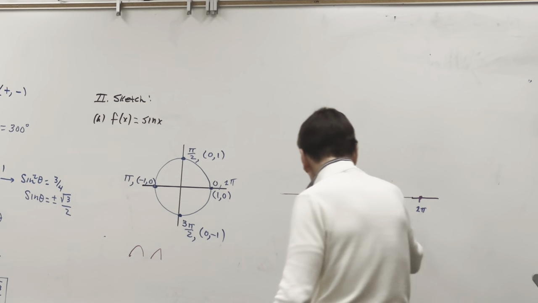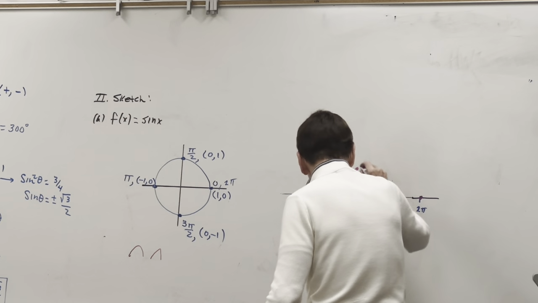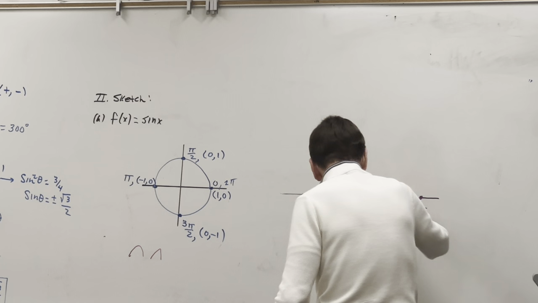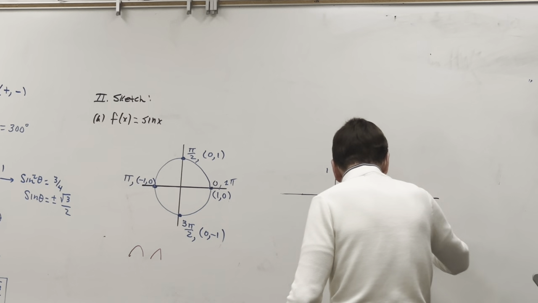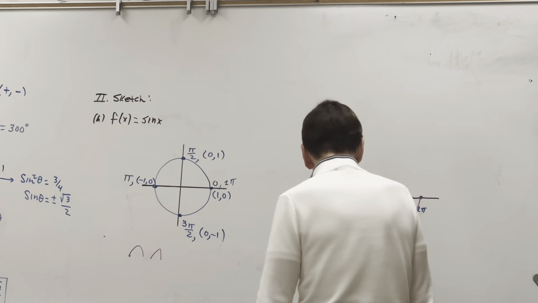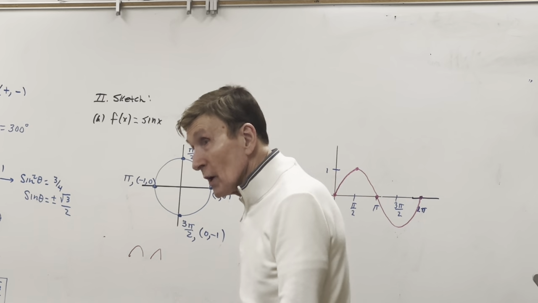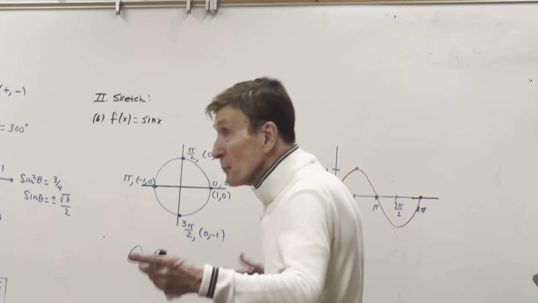Now, how it's going to work, left to right, this means it's going to go up there, come down, pick this point up, we'll come down to here, like that, like that, and make it look something like that. And then we're going to call that one cycle of the sine graph. That's the way sine looks. That's a picture of sine.